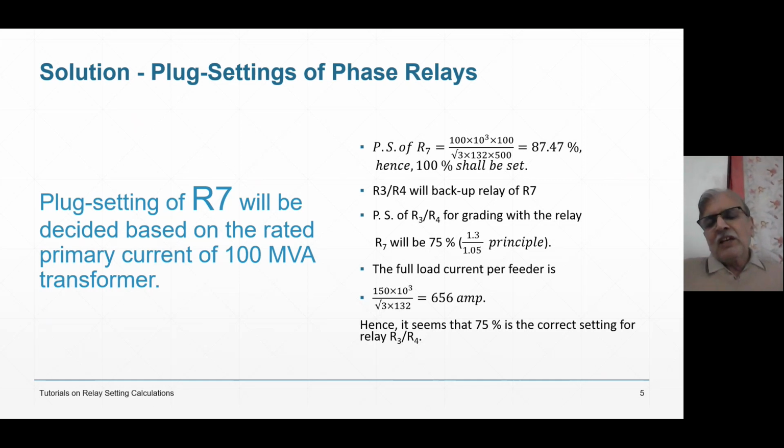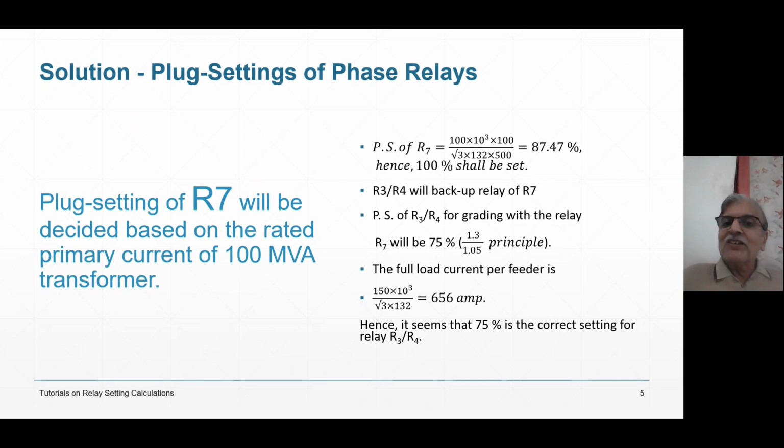And if right now I assume that I have the conventional relays, 50 to 200% in 7 equal steps: 50, 75, 100, 125, 150, 175, 200. Therefore, we select 100%, right? So the PS of R7 is selected as 100%.